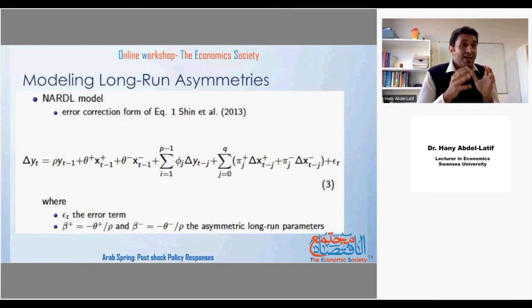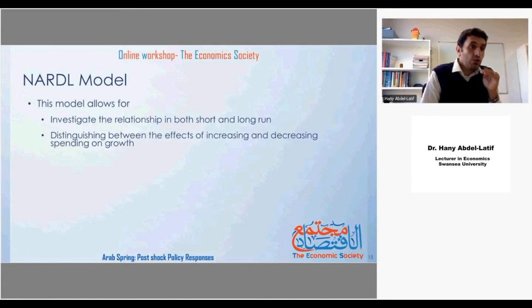And on the other side, you will see that these pi's are the short run impact. The advantage of using this model is that we're not only modeling the asymmetries, we're also looking at the relationship in the long run and in the short run. So we do two things. The nonlinear ARDL model allows us to investigate the relationship between government spending and economic growth both in the short run and in the long run. And it also allows us to distinguish between the effect of increasing and decreasing government spending on growth.